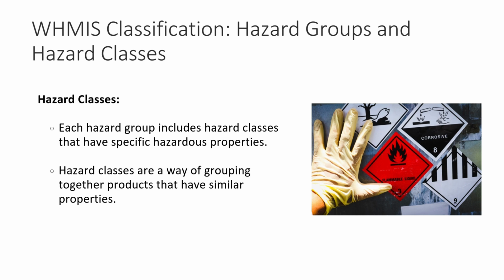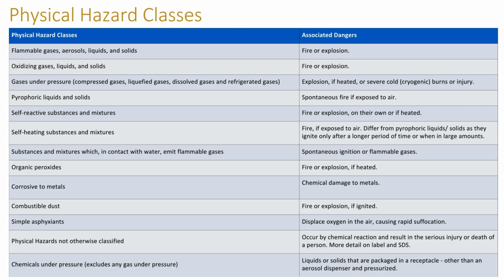Hazard classes. Each hazard group includes hazard classes that have specific hazardous properties. Hazard classes are a way of grouping together products that have similar properties. Physical hazard classes are classified into the following categories. Pause to read and gain a brief understanding of the hazard classes and their associated dangers.